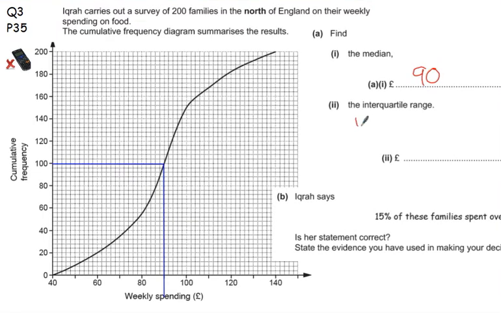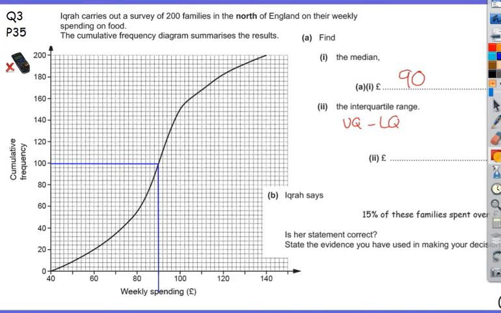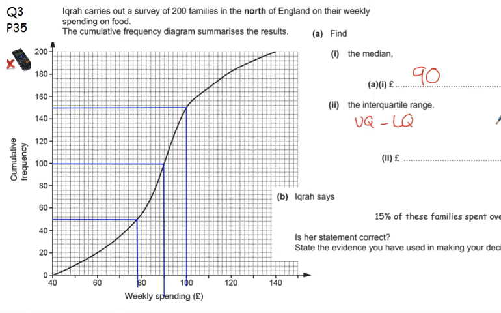Interquartile range, so that's the upper quartile subtract the lower quartile. Come out from 150, which is halfway between 140. That's 100, and come out from 50. These are going up in 2, so that's 78. This one is 78, this one is 100. So 100 subtract 78 is 22.